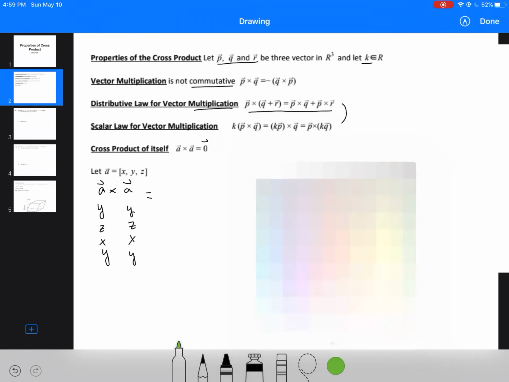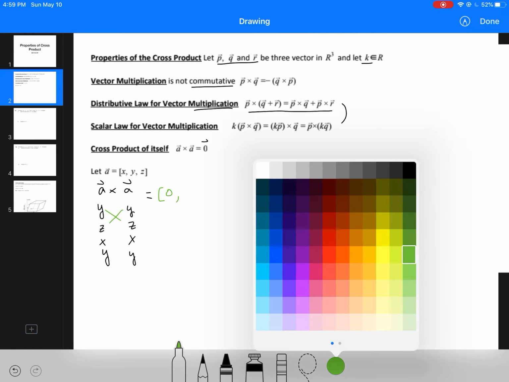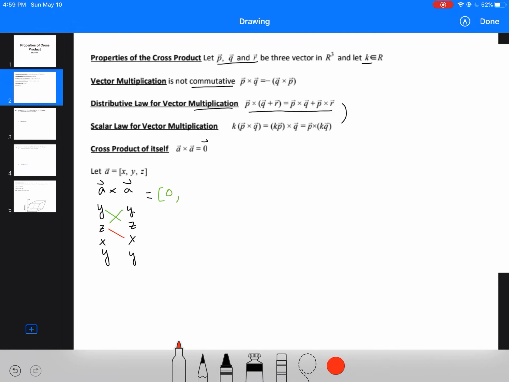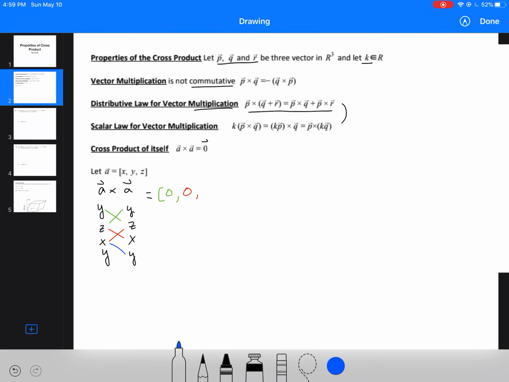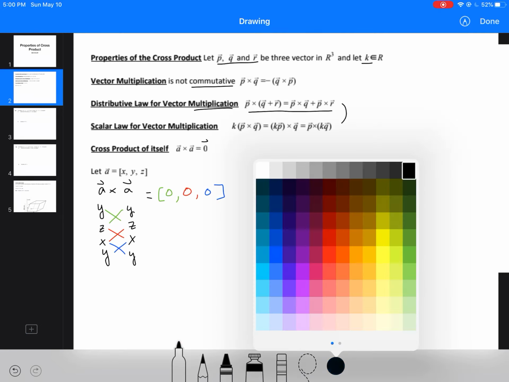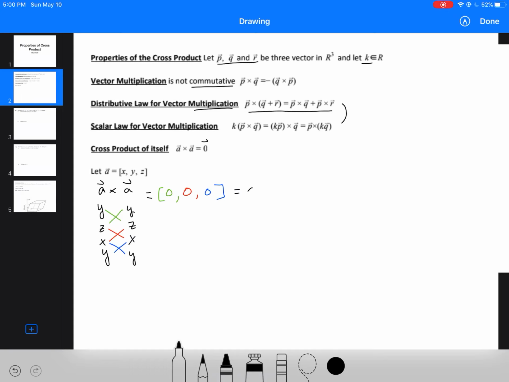And then if I start with my first coordinate, I'm going to get yz minus zy. That would be 0. Then I'm going to do the second coordinate, zx minus xz, also 0. And then I'm going to do the third coordinate, xy minus yx, also 0. Those three zeros together are what give you the 0 vector.